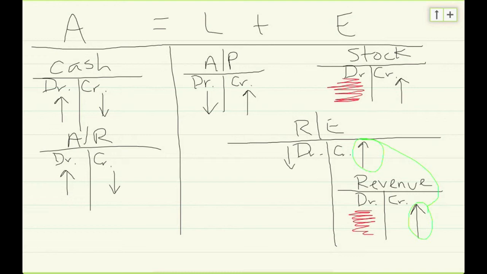Okay, now let's move over to the debit side of retained earnings. And the first thing I want to put here is expense. Okay, so this refers to any and all expense accounts we might ever have. So rent expense, insurance expense, supply expense, etc., etc., etc.